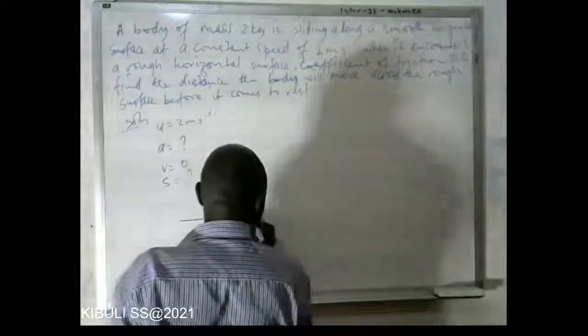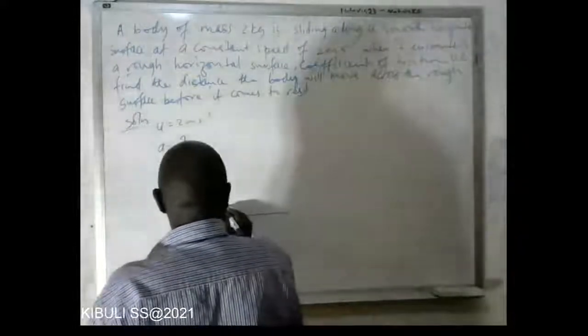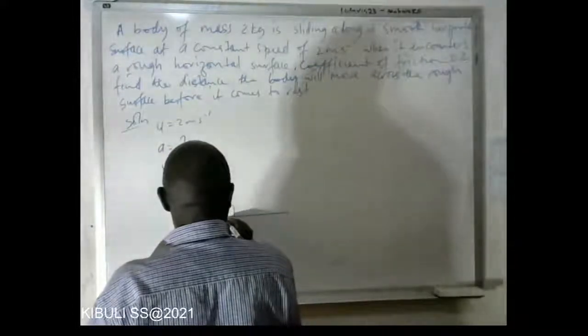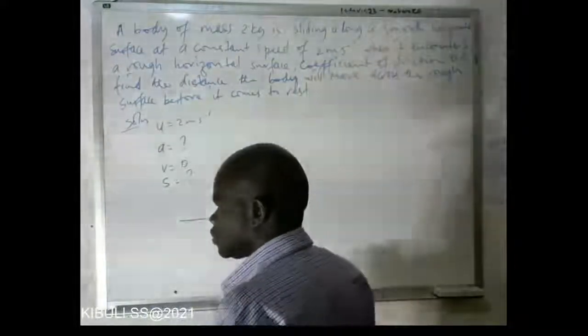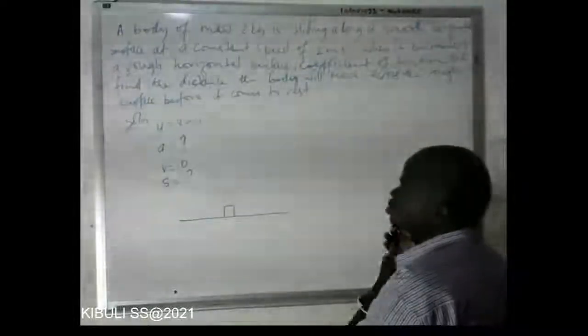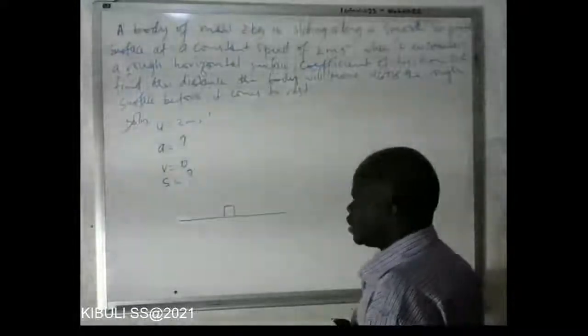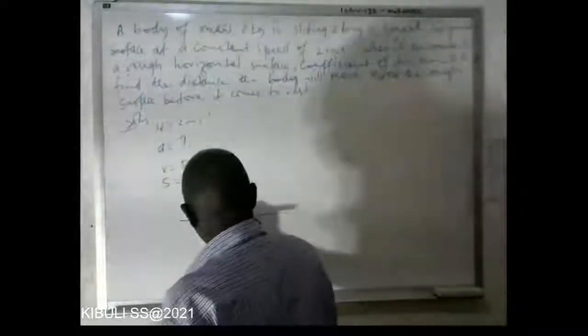Let's say that this is the surface, which is rough. This is the body which is moving across the rough surface. There is no force moving this body forward. It is moving on its own momentum. The weight of the body will be acting vertically downwards.